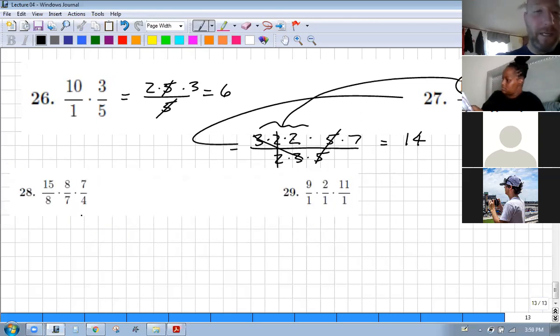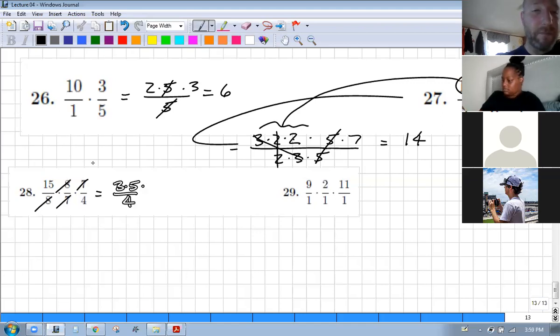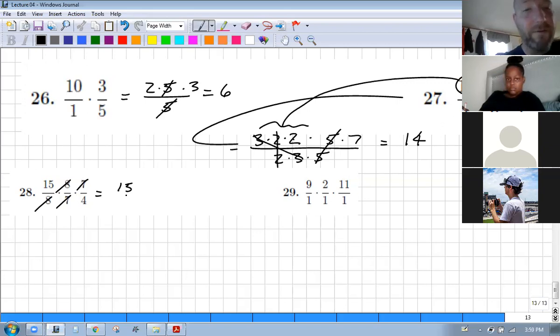Right, for 28 over here, let's break it down as far as we can. 15 is 3 times 5. Well, we can cancel the 8s and the 7s already, right? So we don't even need to do that. Just cancel the 8s and the 7s when we have 15 over 4. And we can't reduce that because 15 is 3 times 5 and 4 is 2 times 2. So there are no like terms, so we stick with that.